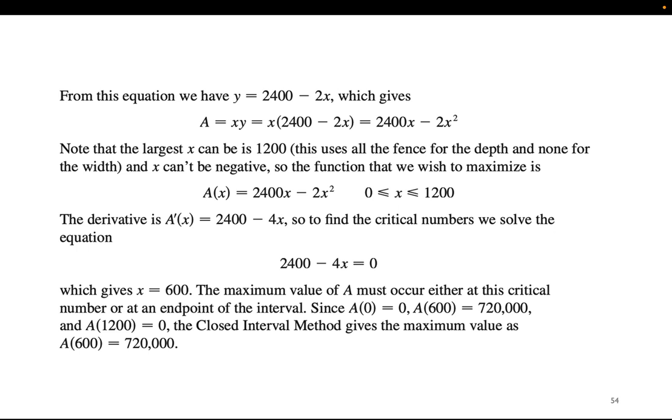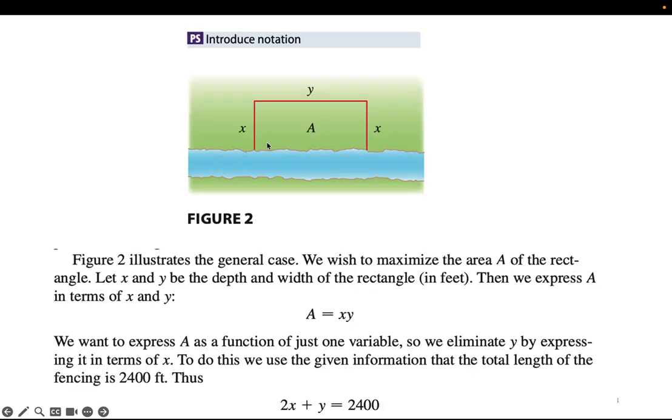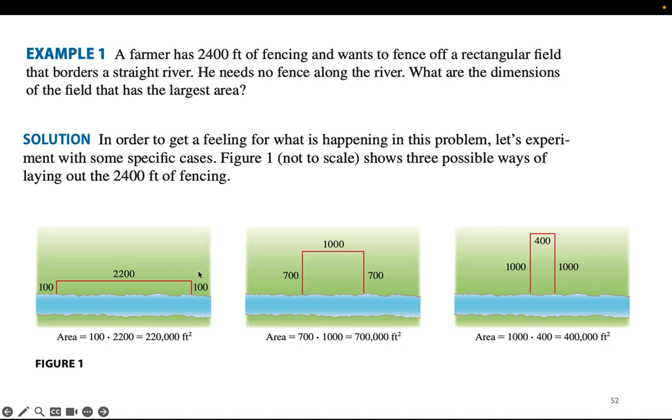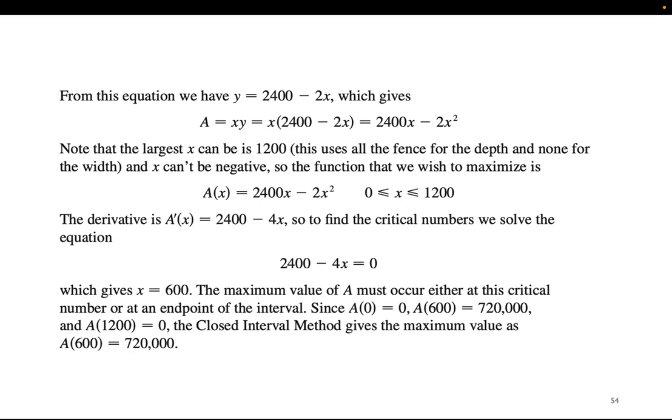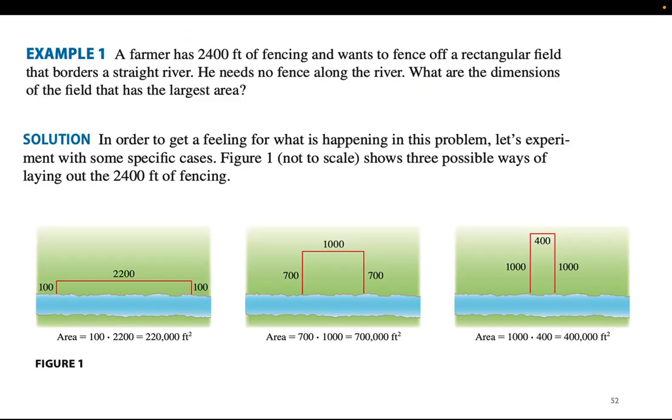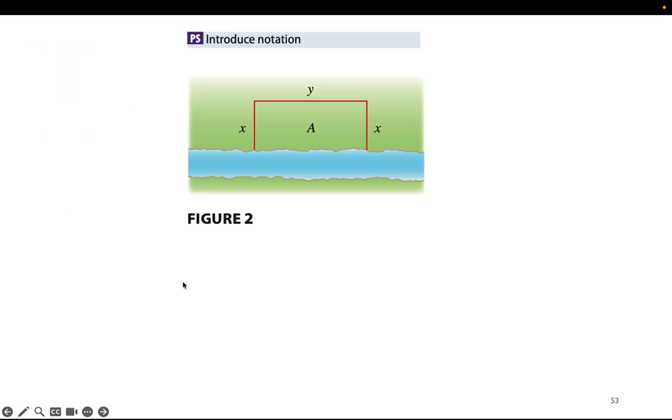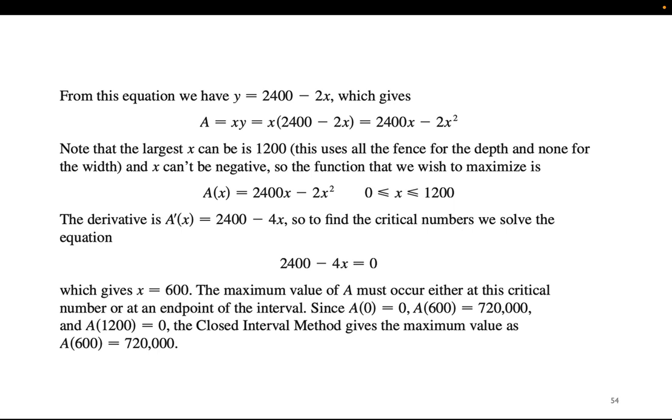And now we notice that x has a maximum of 1200. Let's see why. The most this could be is 1200. Because, right, 1200 plus 1200 is already 2400. So x has a maximum of 1200. And x also has a minimum of 0, right? The smallest this could be is 0. So because there's a maximum and there's a minimum, we have a continuous function on a closed interval.